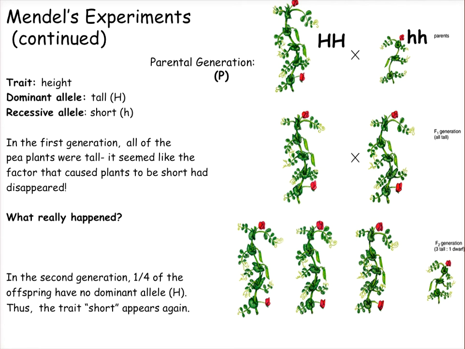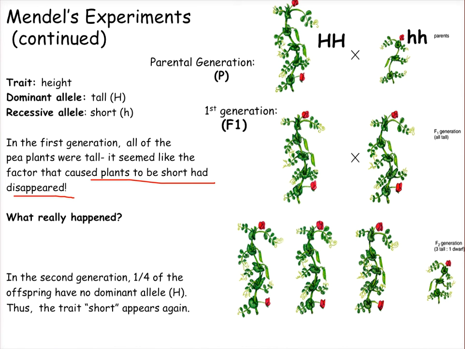Now, recall that we said that in the first generation, which we will call F1, all of the pea plants were tall. It seemed like the factor that caused the plants to be short had disappeared. But what really happened? Did that factor in fact disappear?